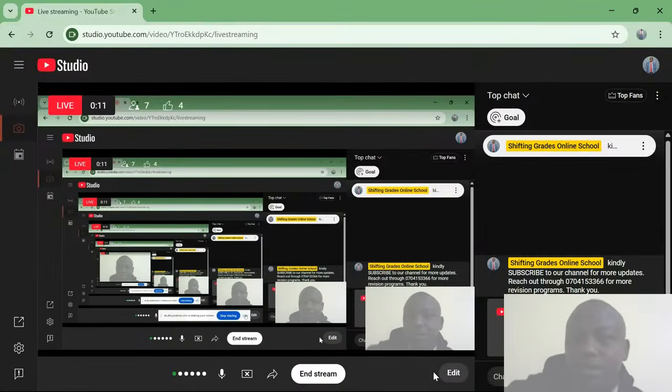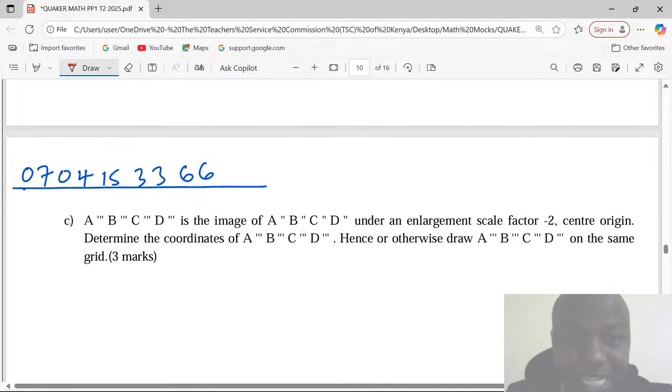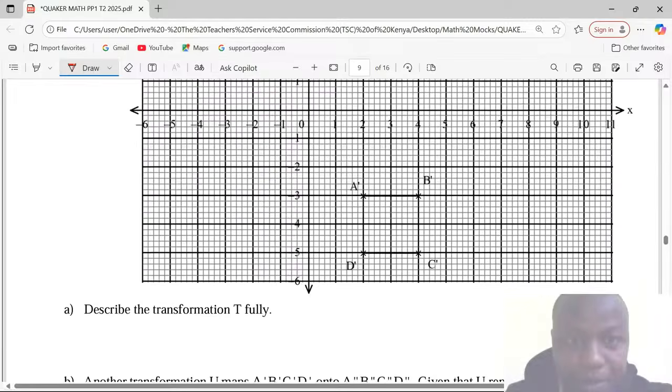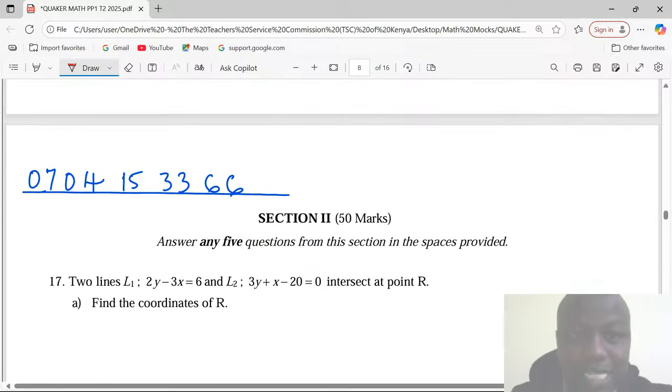We shall be discussing Mathematics Paper 1, Section 2, whereby a student is just required to select their best 5 questions out of a set of 8 questions. So this is the paper we are going to discuss. I hope you can see it clearly from that side.